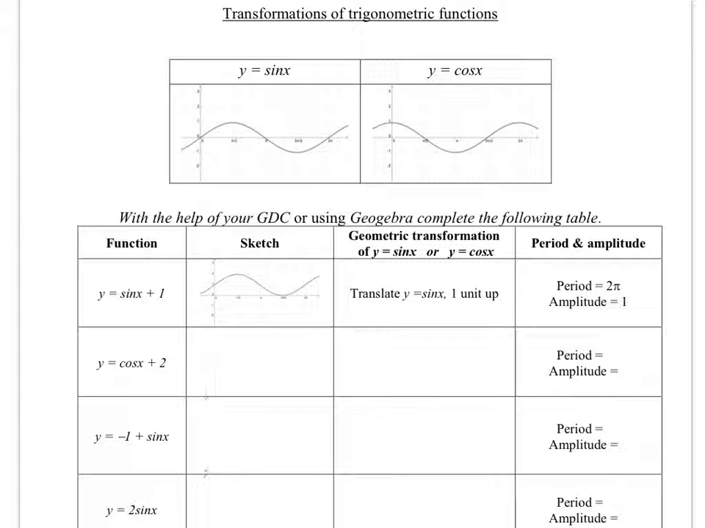So for this first example, down here, if you graph y equals sine of x plus 1, with no brackets, so that the plus 1 is not inside any brackets, then you should end up with a graph that looks like this. You'll notice that the only difference between this graph and this graph is that everything's been moved up by 1 unit. Every point here has been shifted up by 1 unit to make this graph. So when we're describing that transformation, we say: translate y equals sine of x 1 unit up.